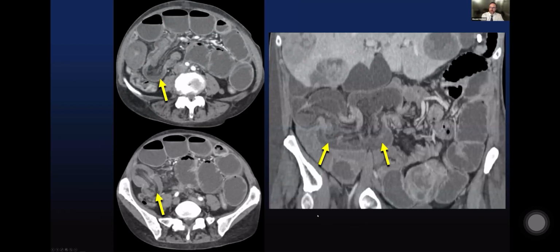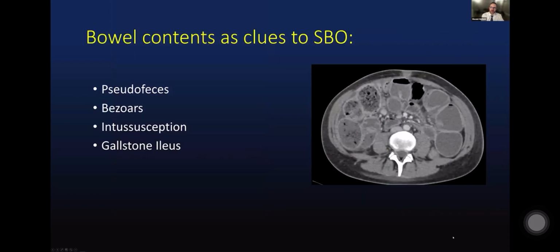In this case, someone who has a transition point with mesenteric fat, vessels, and soft tissue in the bowel lumen. This is a patient with metastatic leiomyosarcoma. You can see the metastases in the liver and a long segment small bowel intussusception as the cause for their presentation. So remember to look at the contents of your small bowel.